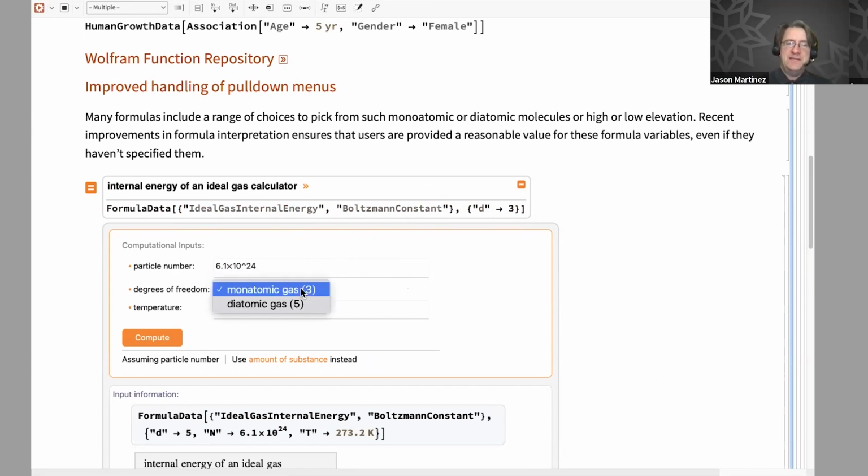Here, it's fairly clear because we have a 3 and a 5. But in other cases, that parameter might be less clear. And if you didn't specify it in your initial query, you might be at a bit of a loss. So in those cases, we're now supplying a default value just to give people a helpful way to get started with using the formula.